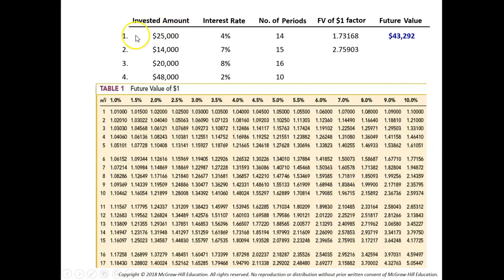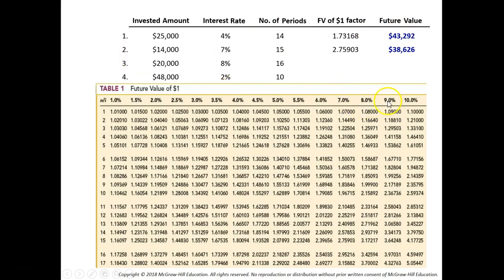So we're going to multiply the invested amount times the factor to give us our future value, which is what we will have at an interest rate of 4% after 14 periods. With number 2, the interest rate of 7% after 15 periods, we have the factor 2.75903 that gives us a future value here of $38,626. Now note that this is an easy way of doing it. We could take, like in the previous example, this $25,000 times 4%, then add it and continue to do that 14 times to get this same figure.